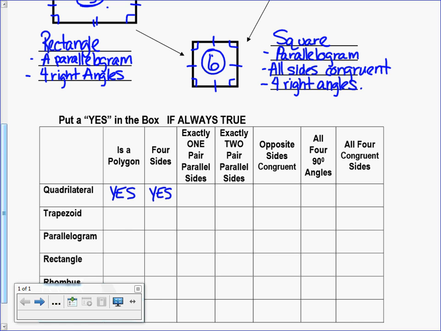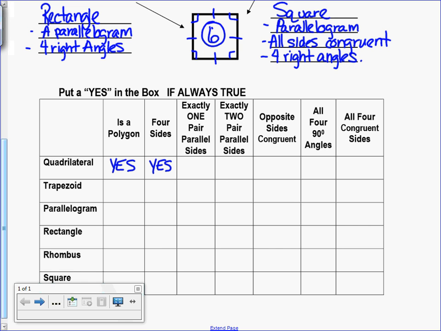So what I'd like you to do is to fill out the rest of the chart for the rest of these terms and come back to school with this completed.